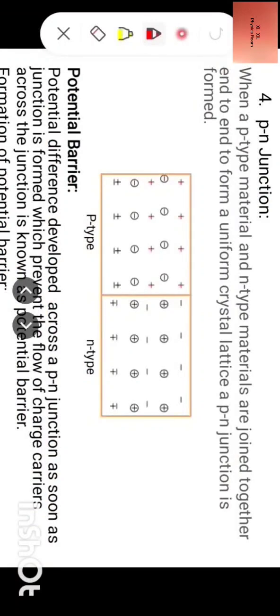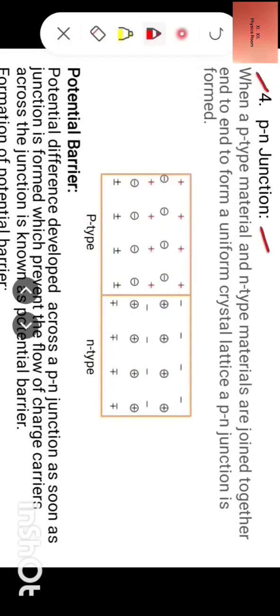Hello friends, continuing with the topic of semiconductors. Today we come to its fourth part, p-n junction. Previously we have studied p-type material and n-type material along with their characteristics. Today we join both p-type and n-type and we will form a junction.